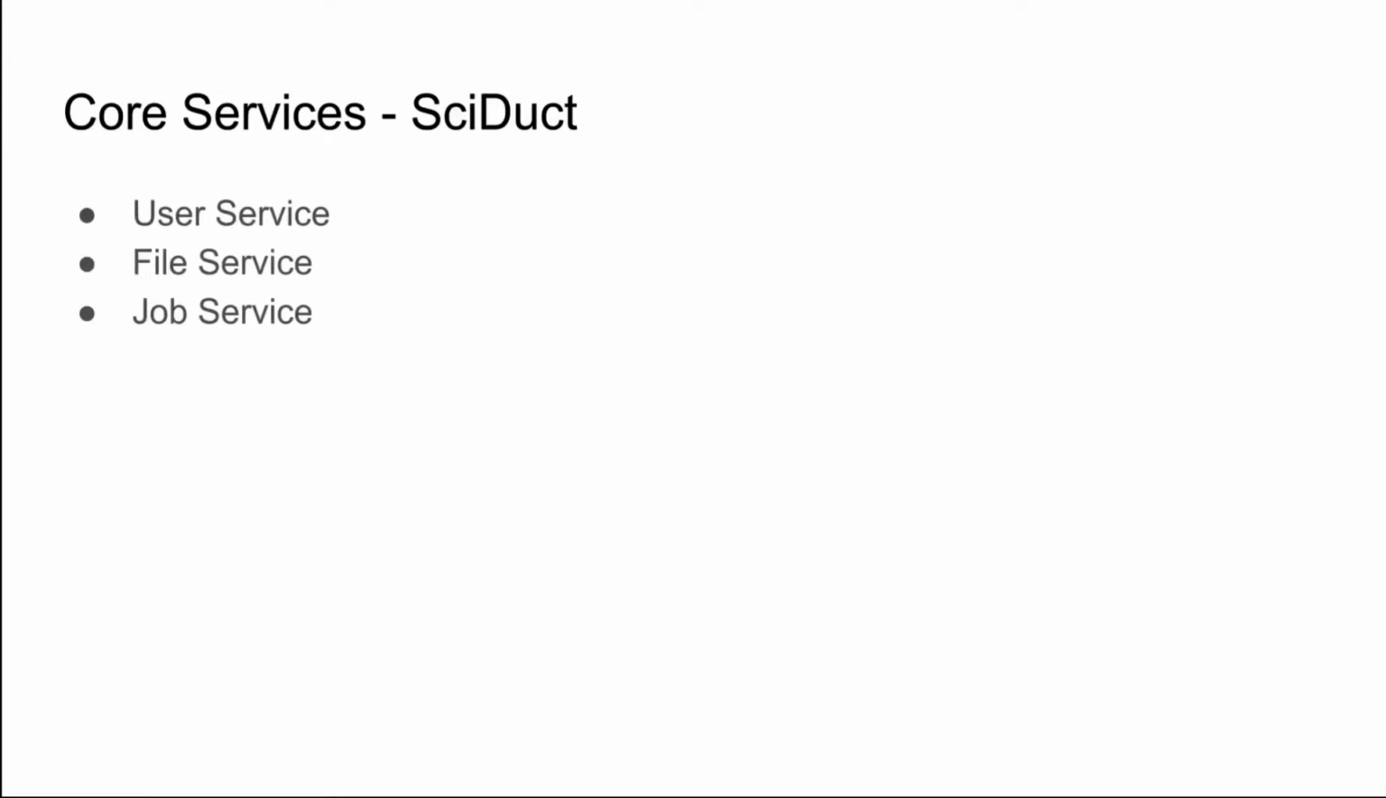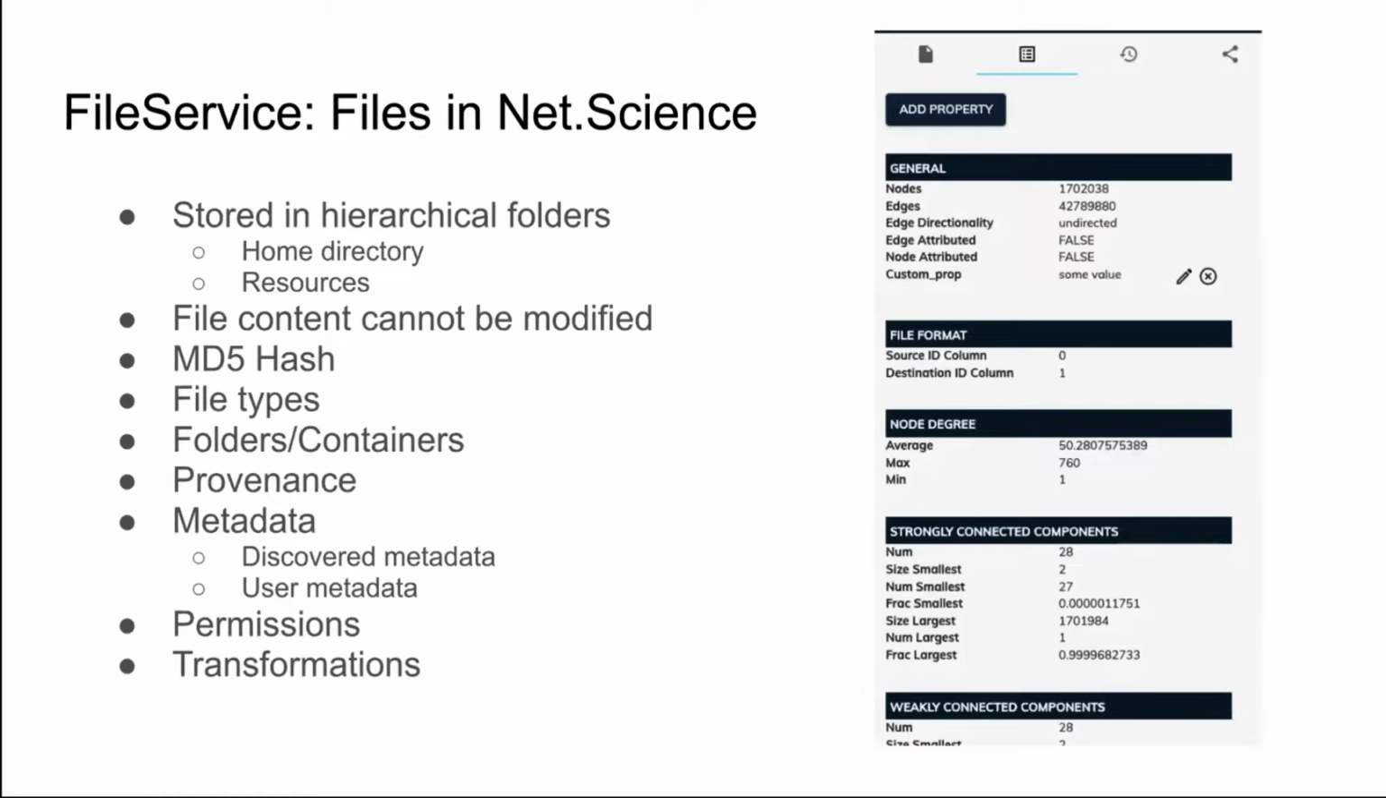So we have these core services that I just explained a couple of them. The user service is what authenticates and grants permissions, all of that kind of basic user stuff. We have the file service where we're storing files, and the job service to launch jobs and run them to completion. So first, I'll talk briefly about this file service and what it does.